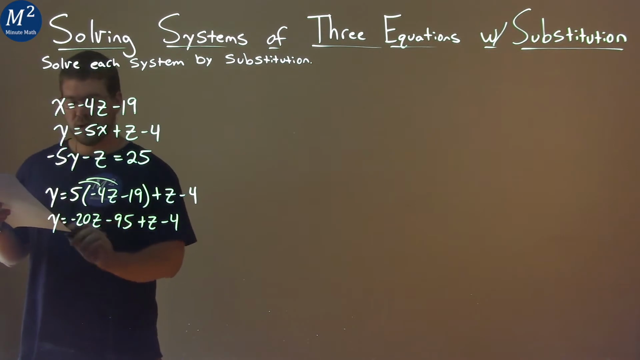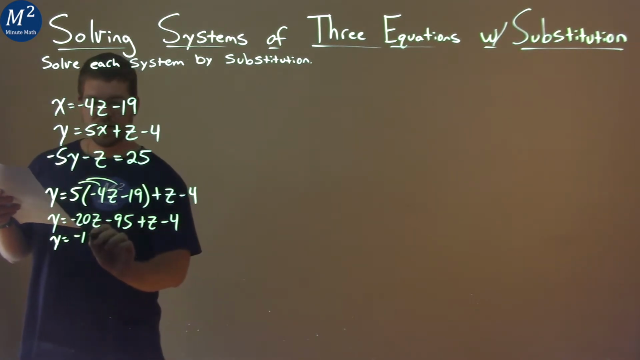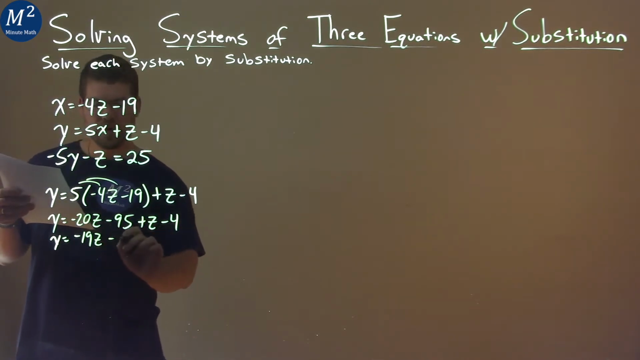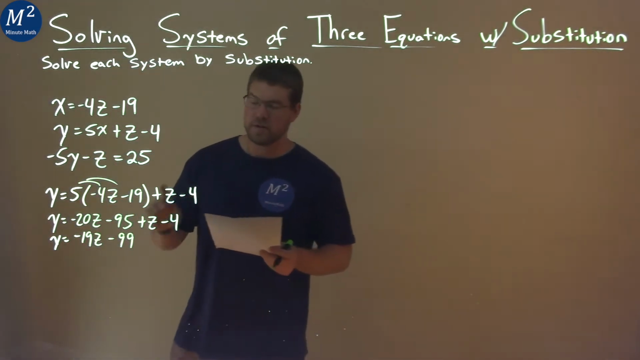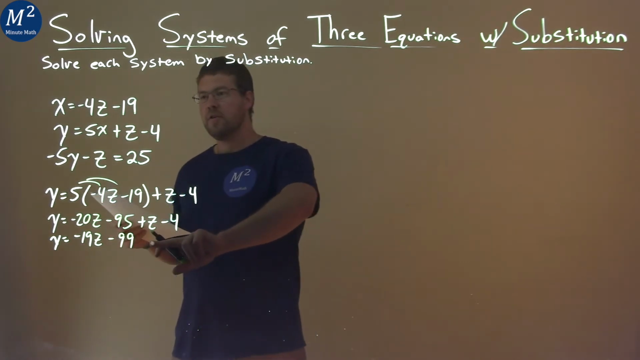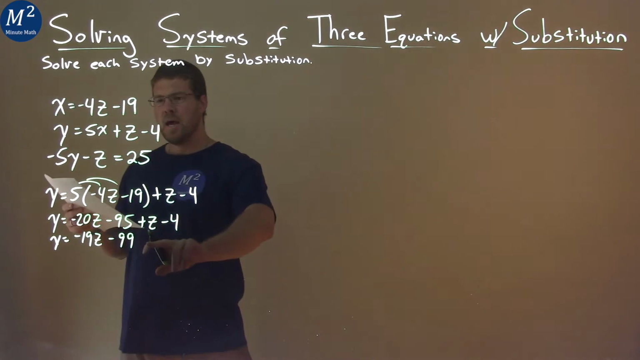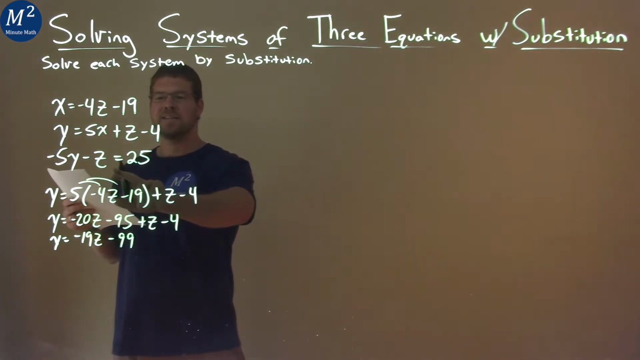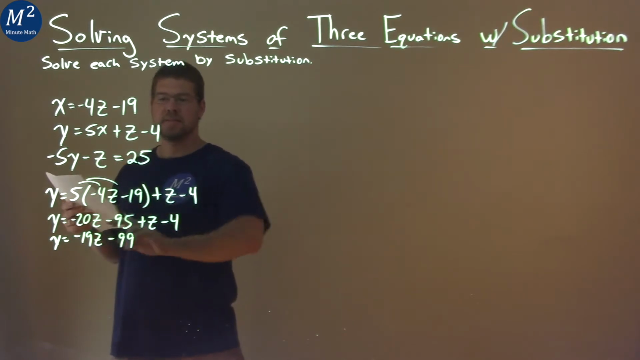Well, let's combine our like terms here. Negative 20z plus 1z is a negative 19z. Negative 95 minus 4 is a negative 99. And I'm done with this equation for the moment. What I want to do now is see if I can get a variable by itself. And we notice here on the third equation, I have a y and a z. And this equation we found just has a y and a z as well.